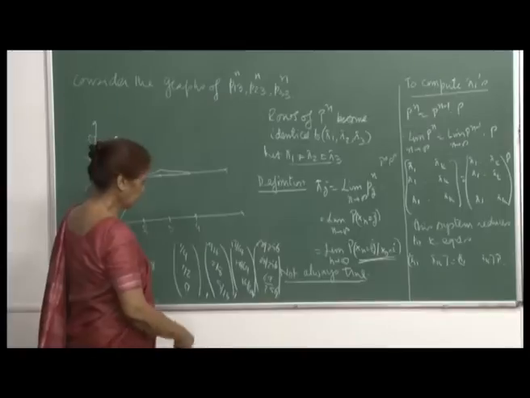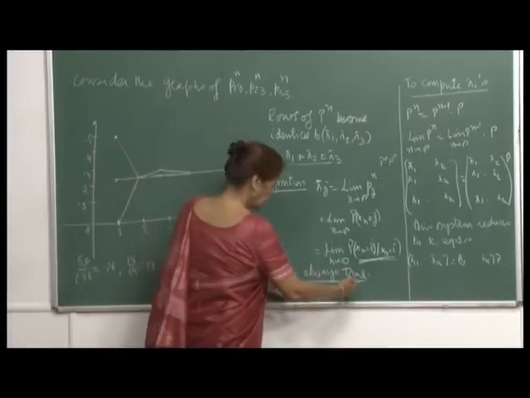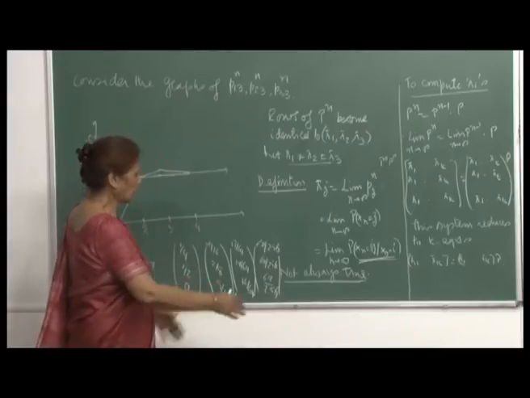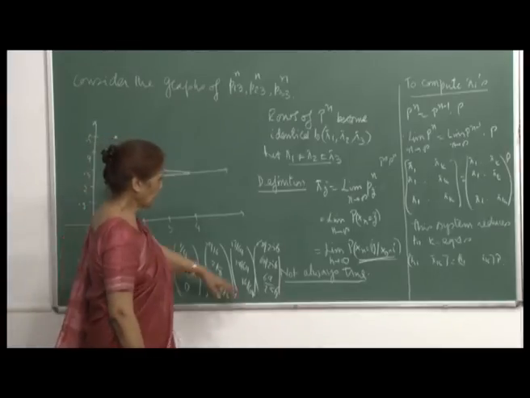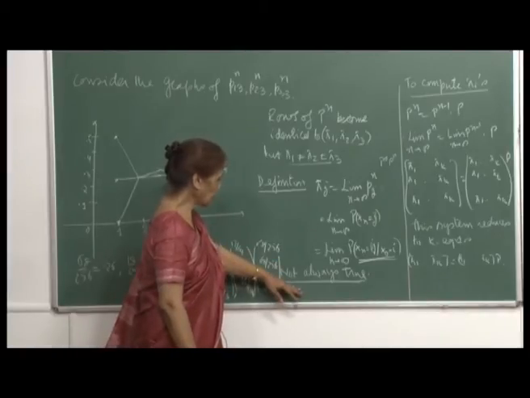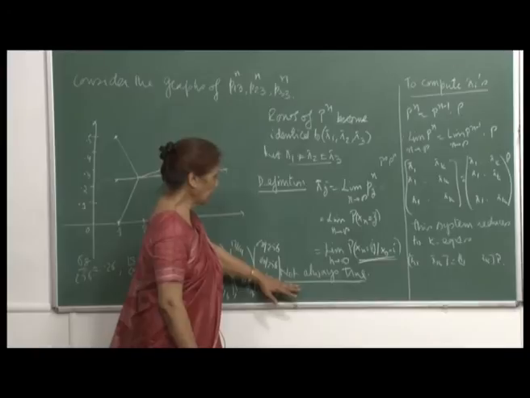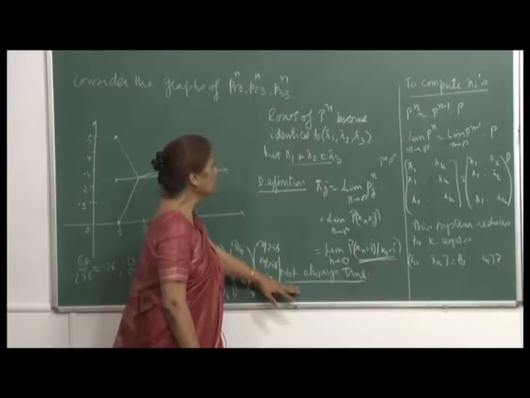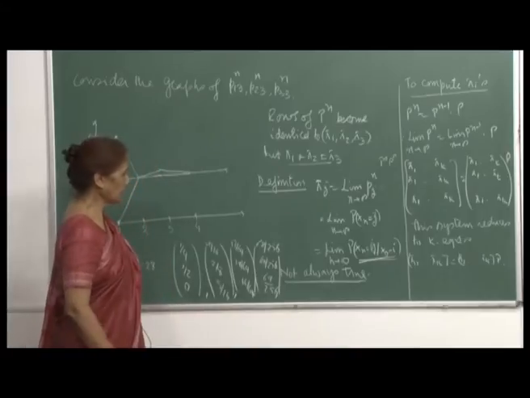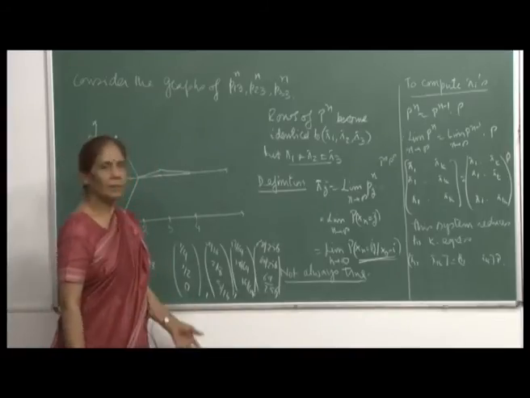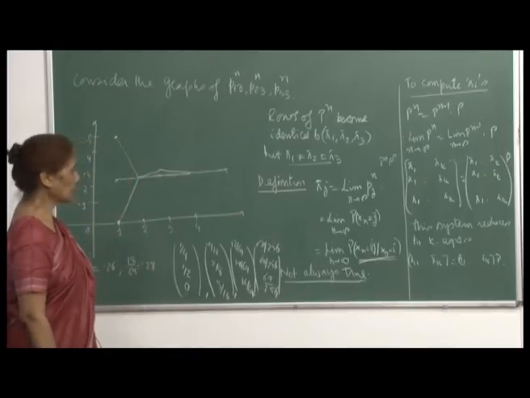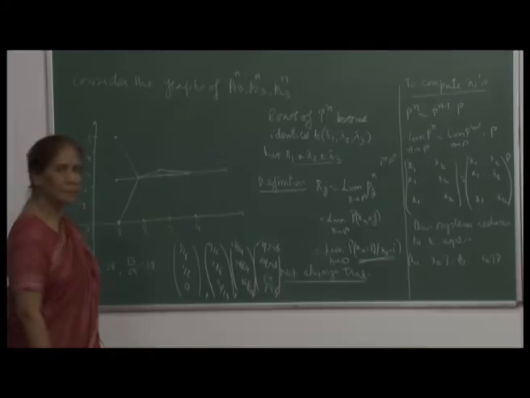In the next lecture we will discuss under what conditions they exist, which will come in due course of time. But first we want to know how to compute these steady state probabilities when we know that they exist. So, right now we will assume that they exist, find out the method of computing them, and then continue with the discussion as to under what conditions they always exist.